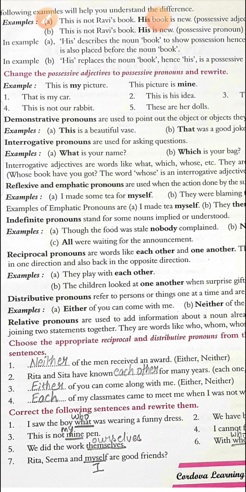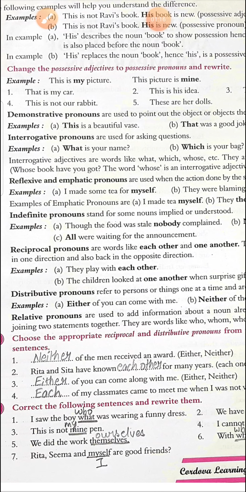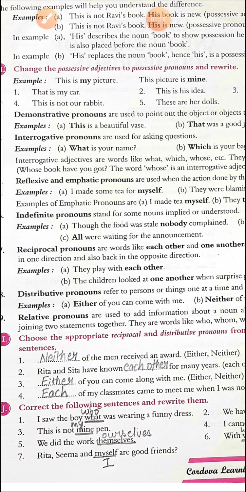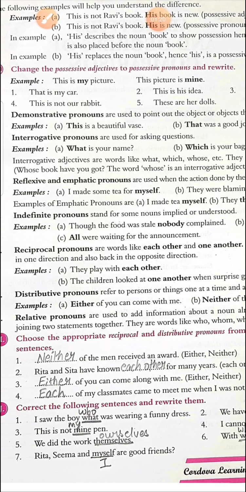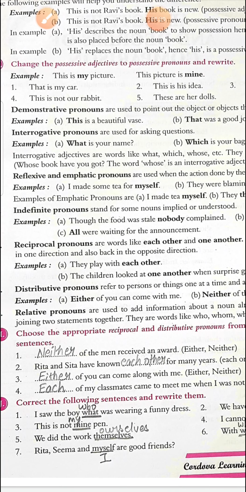For example, if I'm saying this is a pen, so here the pronoun is this that we are using, and we are using it to point out a pen. And pen is what? It is a noun, common noun. In this way, demonstrative pronouns are used to point out the object, or you can say point out a noun.